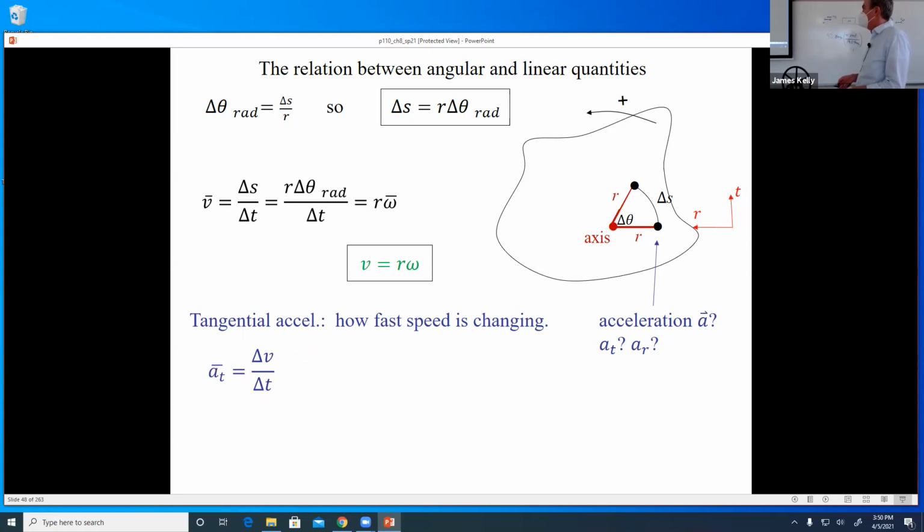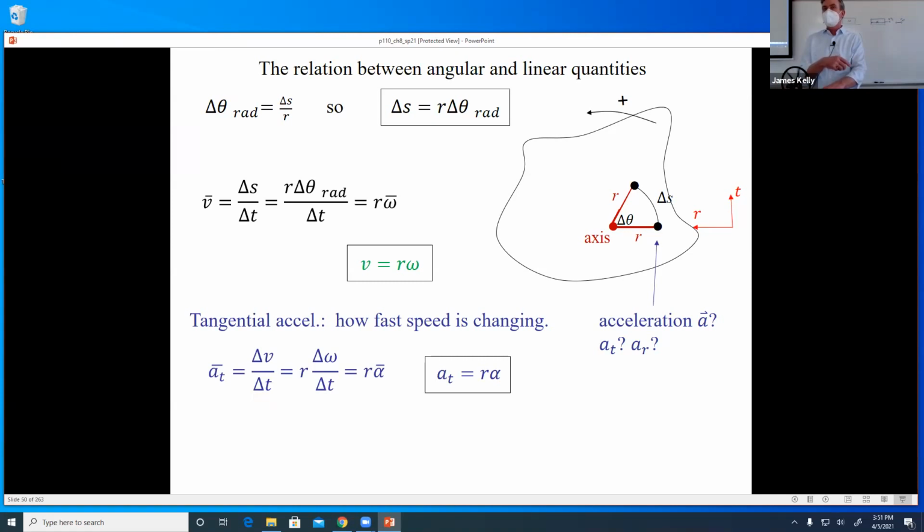So the tangential average acceleration is delta V over delta T. We just found out that V is equal to R omega, and therefore delta V is equal to R times delta omega, right? Delta just means final minus initial. So just substituting that in there. And delta omega over delta T is the average alpha. And then I can let delta T get smaller and smaller, and we'll find out that the tangential acceleration is R times alpha. Remember, alpha tells us how fast the rotational rate is increasing.